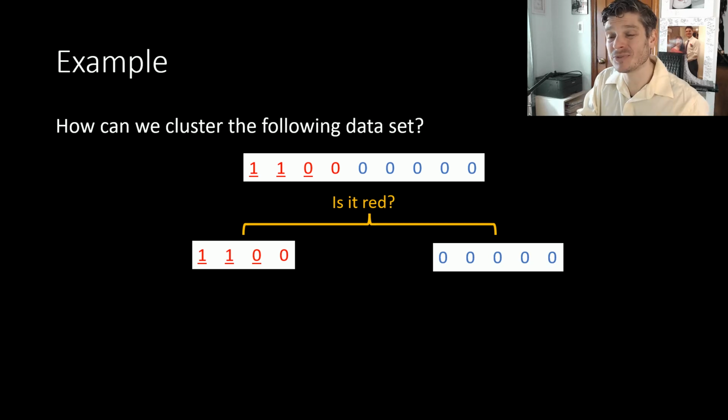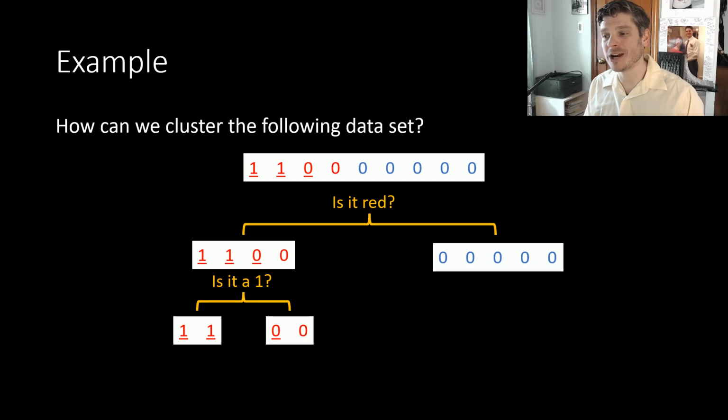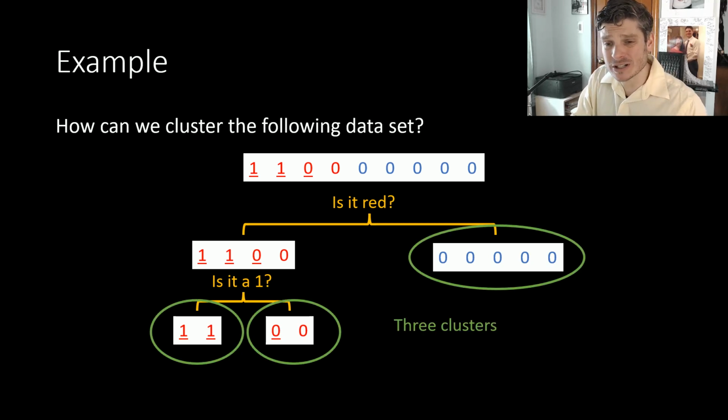So I asked, is it red? That was basically my first node. My first node now splits my data set into two clusters. And now I can ask another question. So for this data set on the left, I can now ask at a new node, is it a 1? And separate my data again. Now, by just asking these two questions, I've now created three clusters. I've taken my original data set and created three clusters for my data.